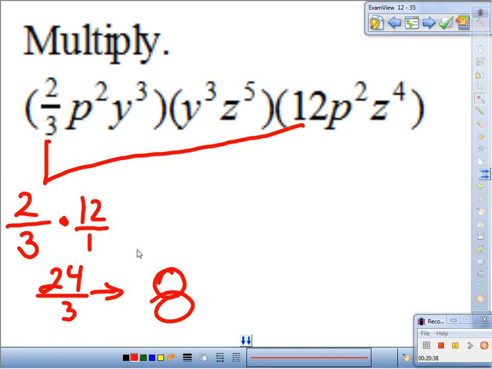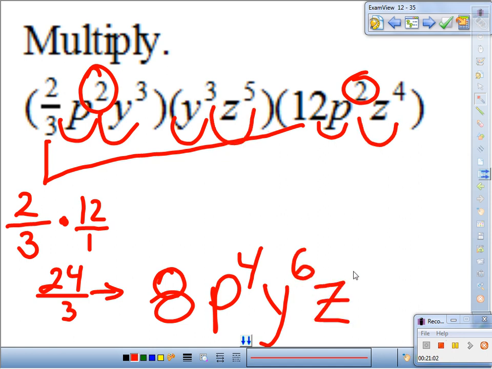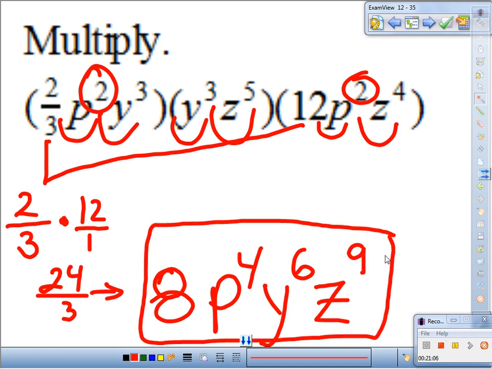Now I'm going to focus on the variables. P. Is there another P? Yes, right here. So I'm going to write P. What happens to the exponents when we're multiplying? You add them. So what is 2 plus 2? That is 4. I go to the next one. Y to the third and y to the third. So we add 3 plus 3. That's 6. Z to the fifth and z to the fourth. Those are the same base. That's z to the ninth. And we're done. Have you got that? Okay, good?